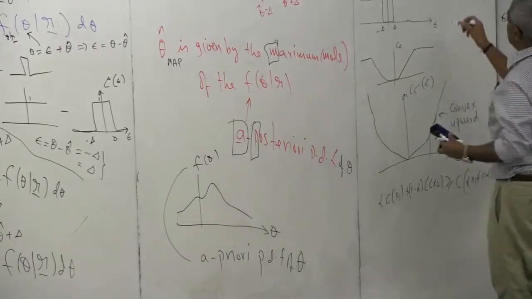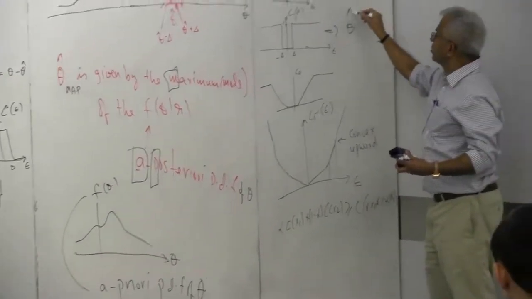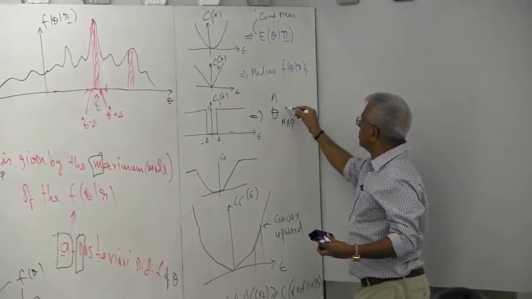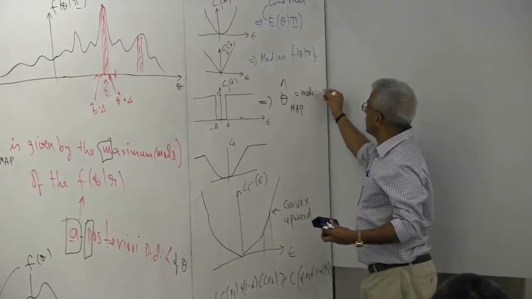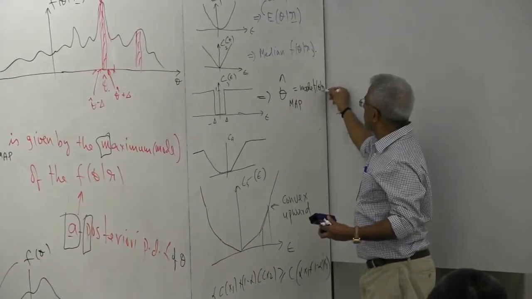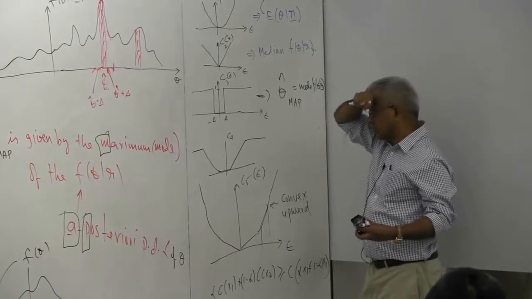So look, we did this. So this is going to be given by theta hat MAP. This is the mode of the density function, the a posteriori density function.